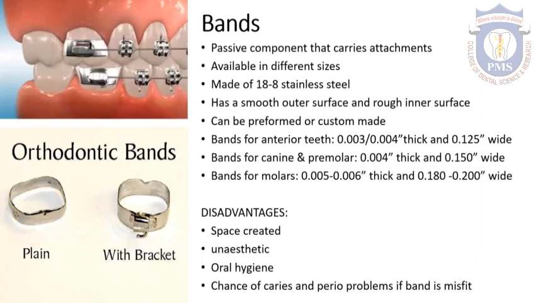Now coming to bands, these are passive components that carry attachments, or arch wires are inserted into the tubes of the bands. It comes as plain bands where the buccal tube has to be welded, and otherwise it comes along with the buccal tube. This is available as preformed or can be custom made.